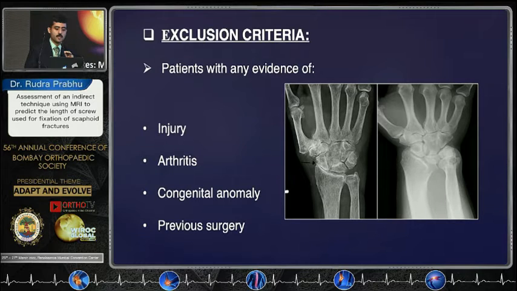We excluded patients who had any evidence of injury, wrist arthritis, congenital anomaly of the wrist, or those who had a history of previous surgery involving the wrist.